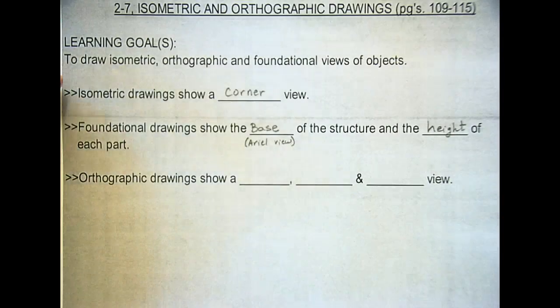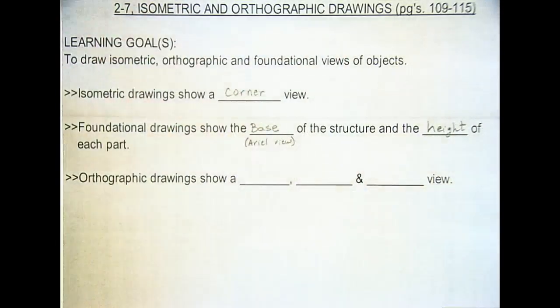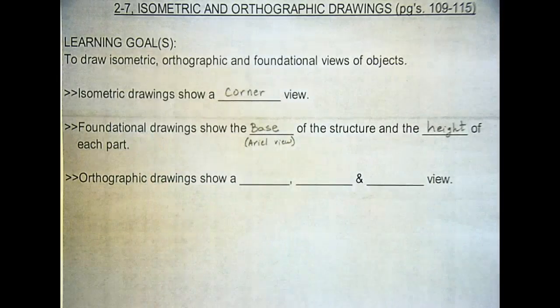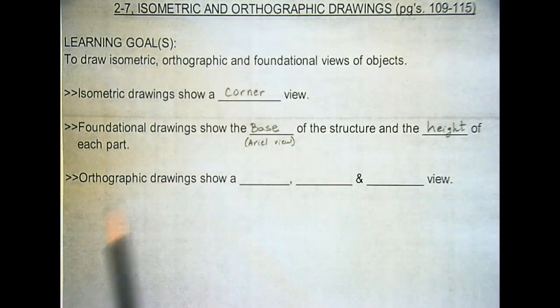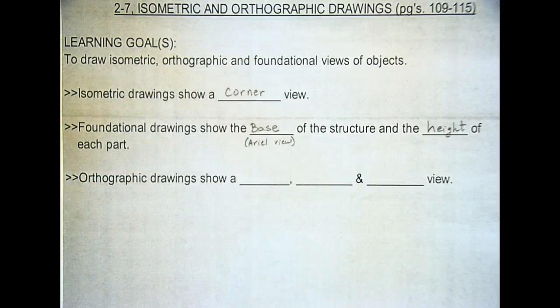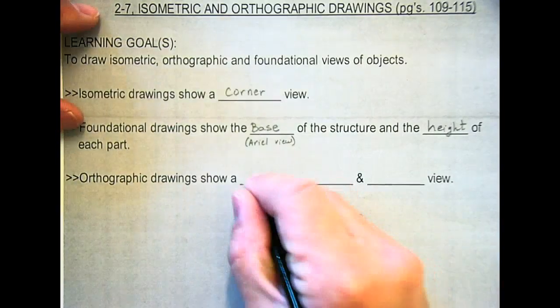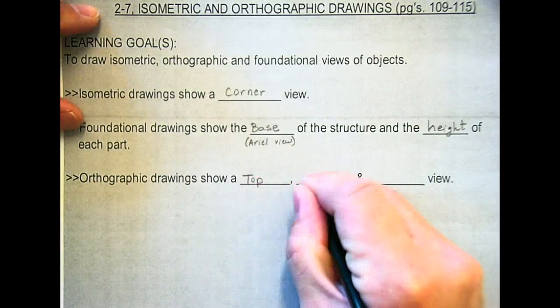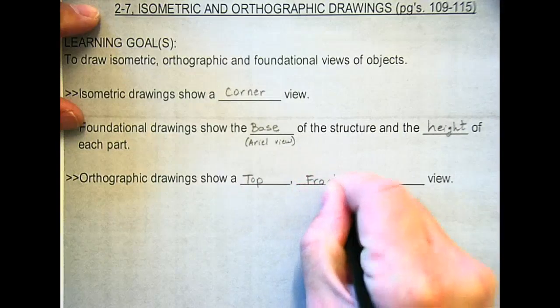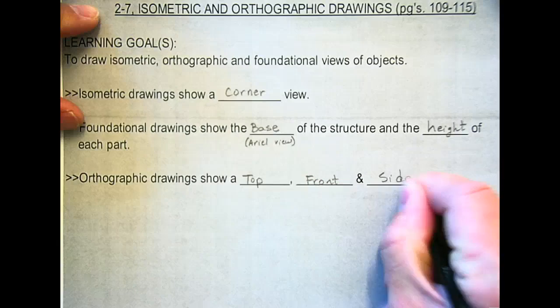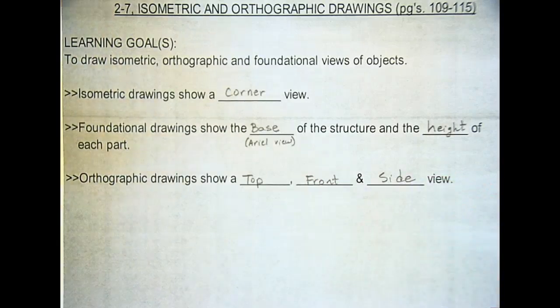So we have isometric, we have foundational, which we don't have up here, but that's another drawing we'll do. It's the easiest of them. And then we have the orthographic drawings. The orthographic show, anyone know? Cameron? Top, front, and side. It shows the top, front, and side view. Top, front, and side views. All right? As well as the worksheet that you picked up. Give you a chance to copy that down.